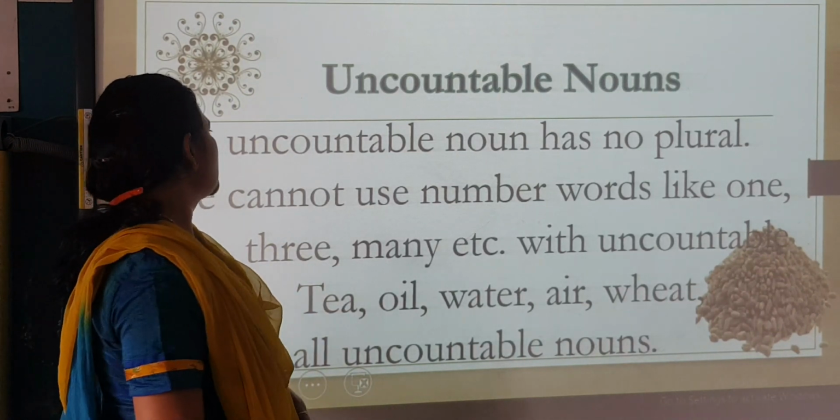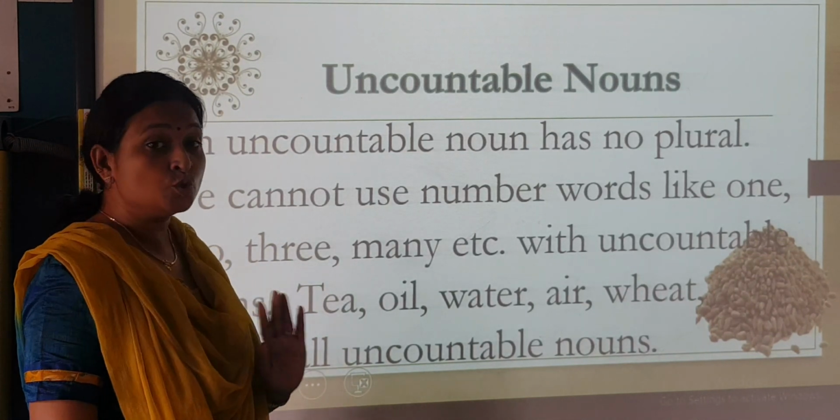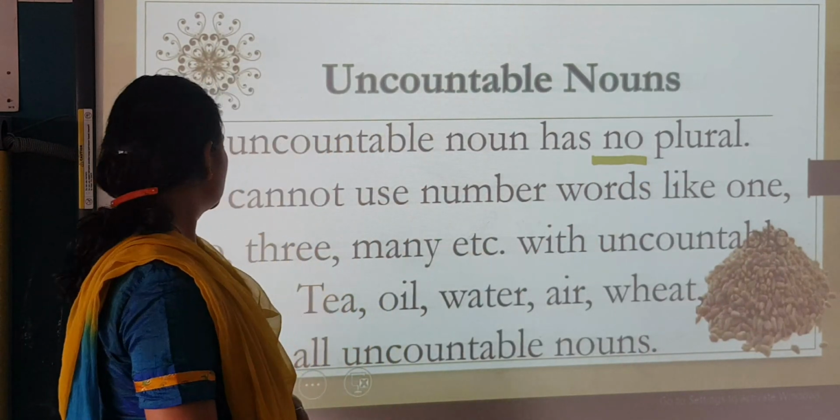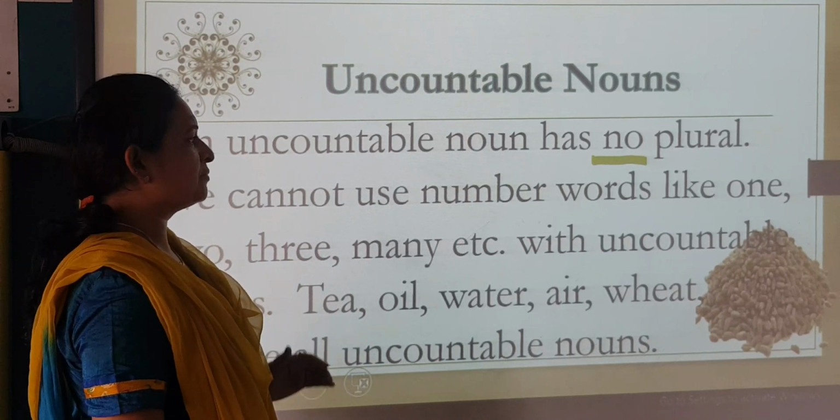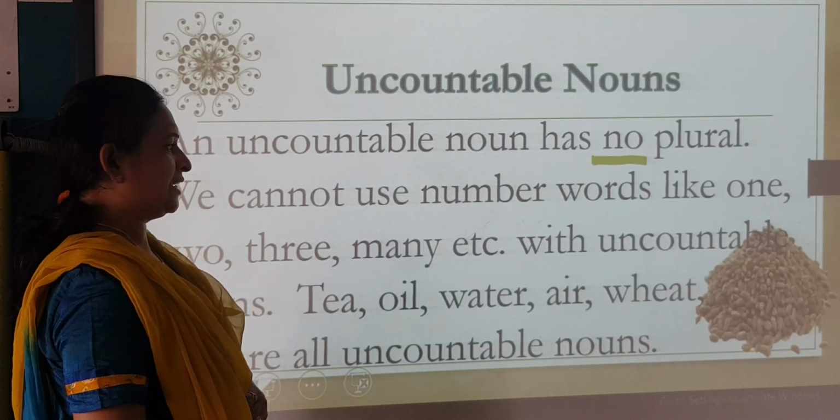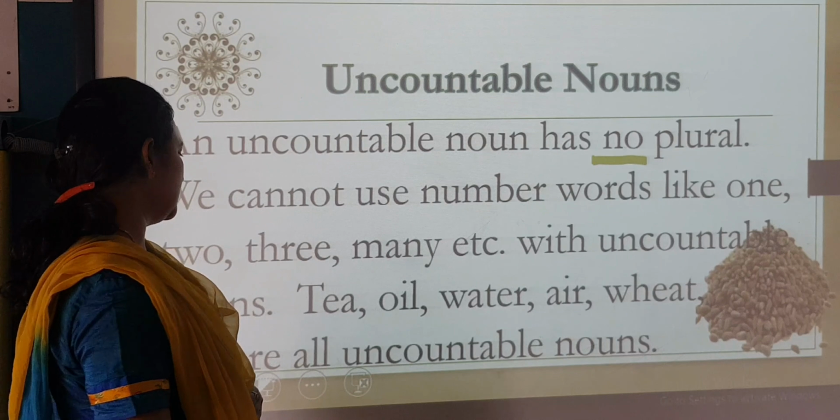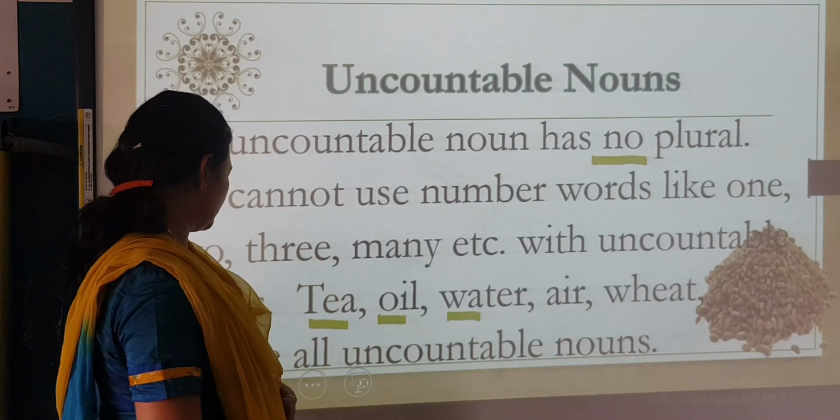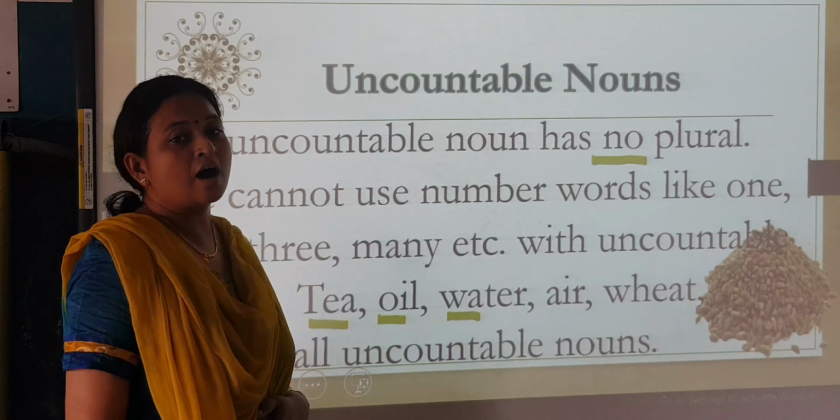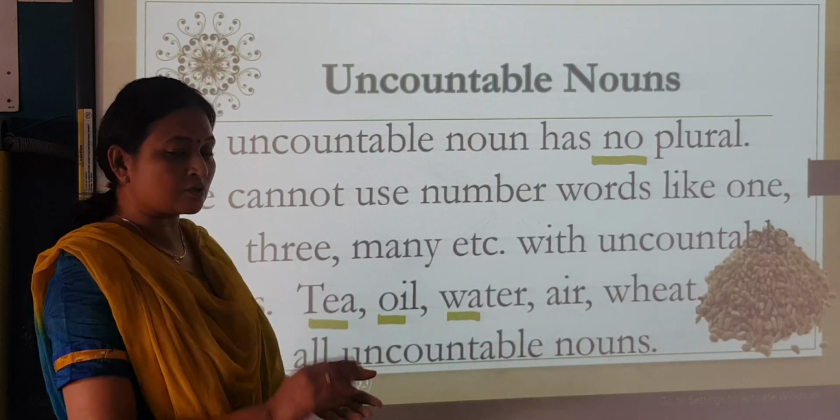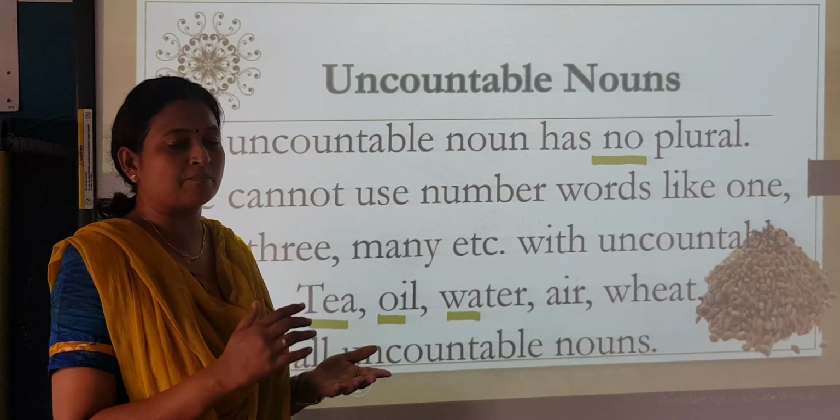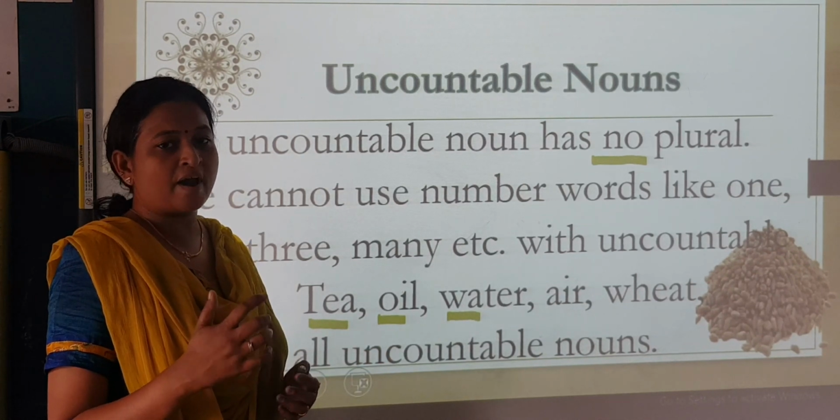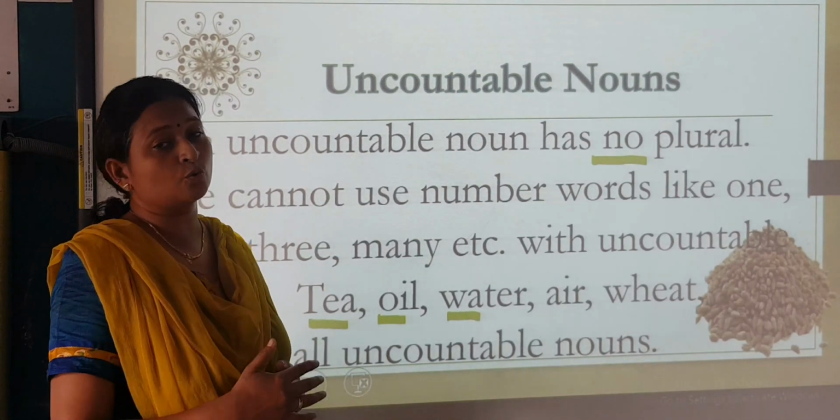Uncountable nouns. An uncountable noun has no plural. It has got no plural. We cannot use number words like 1, 2, 3, many, etc. with uncountable nouns. For example, tea, oil, water, air, wheat, etc. are all uncountable nouns. So that means you cannot use any number. For example, I cannot say give me 1 sugar, 2 sugar. I have to say 2 cubes of sugar.